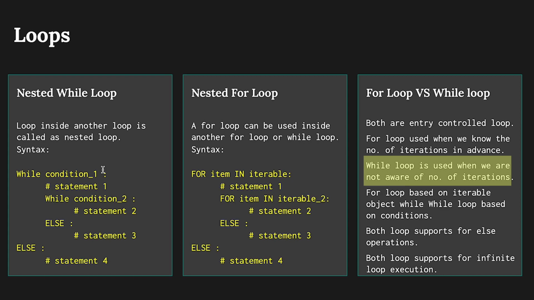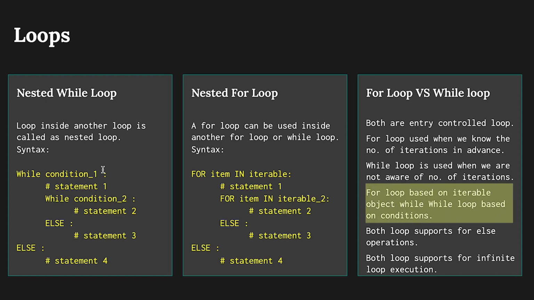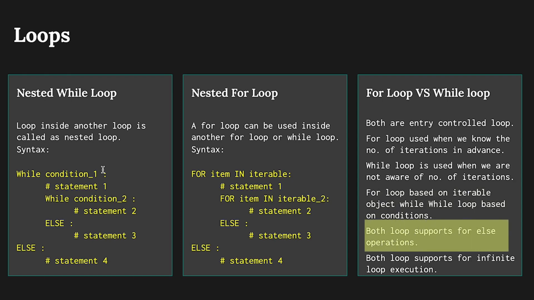And if you want to stop the execution of this game when it reaches 3 or 4 iterations, then we can use a for loop. It means a for loop is used when we know the number of iterations in advance, and a while loop when we are not sure about the iterations. A for loop is based on an iterable object, a while loop on a condition. Both loops support the else statement.